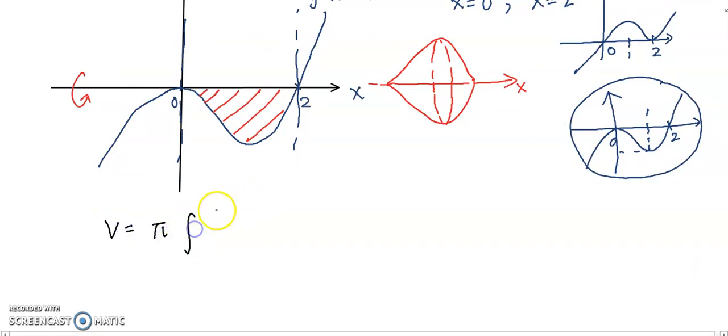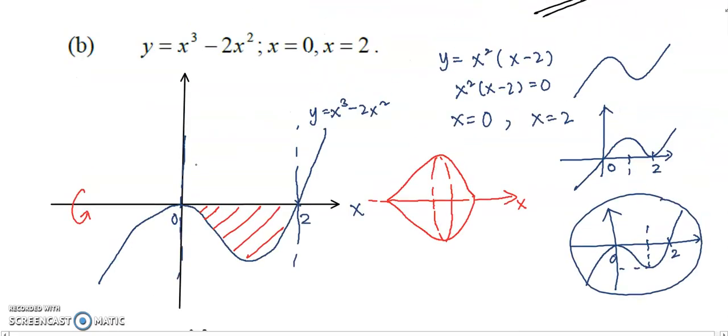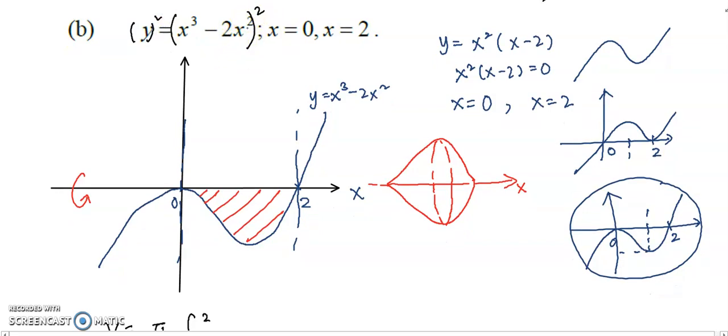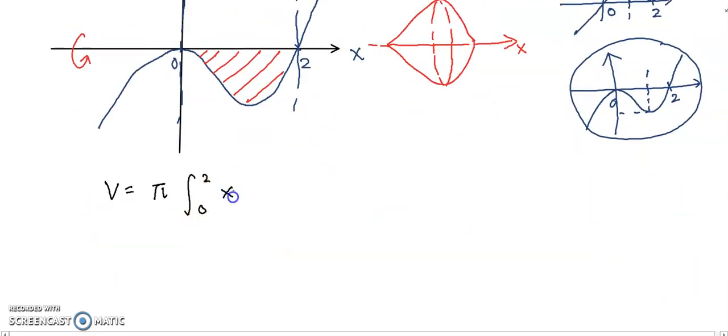Start from pi, and because this solid is rotated about the x-axis, we get the lower limit and upper limit from the x-axis also. That is from 0 to 2 for this case. And for the function, we need to put in y squared, meaning that you are taking x cubed minus 2x squared, squared, because you are going to integrate y squared with respect to x.